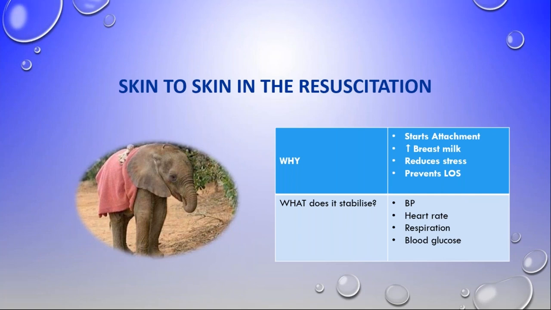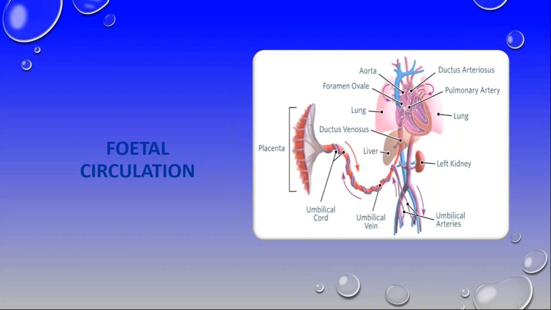Let's talk about fetal circulation, because I think very often people don't understand how it works. The placenta is almost an adaptation between a kidney and a lung. It's where the mother's blood meets up with the baby's blood. They do not actually mix, but we get the diffusion of nutrients and oxygen across this placenta.